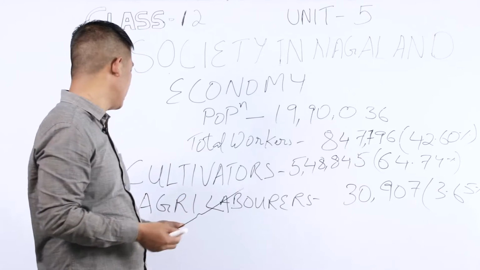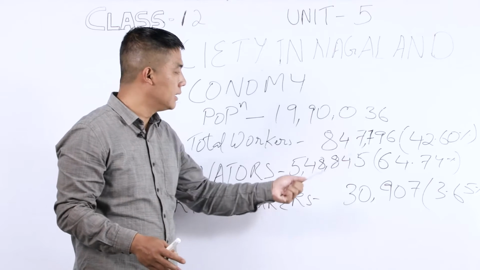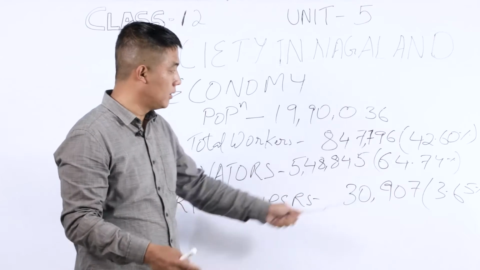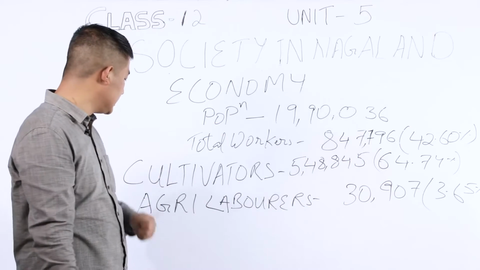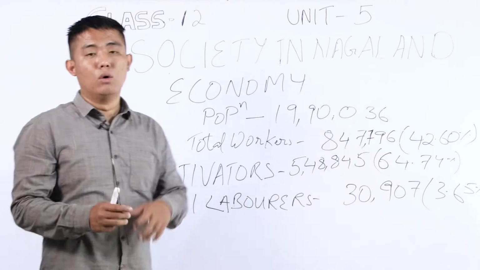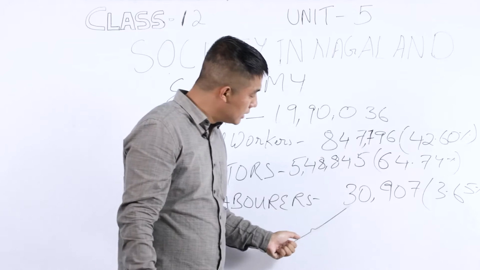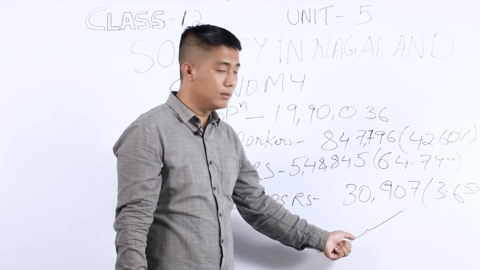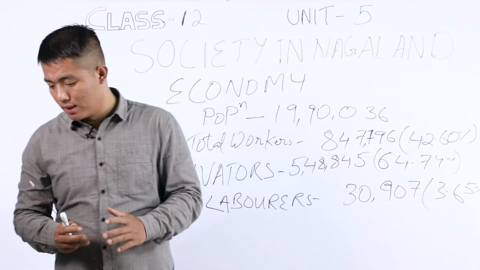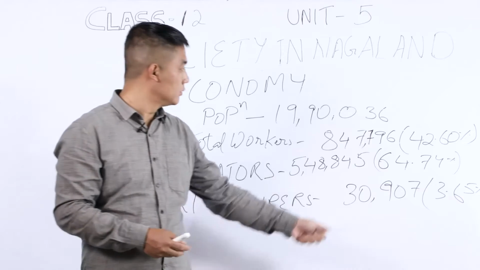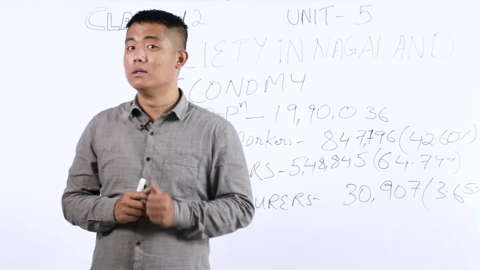So, cultivators were around 5 lakhs 48,847, which is around 64.74%. The next is the agricultural laborers who were working on the land of other people. They were around 30,907, which is just around 3.65 percent. Now, these figures are mentioned on your page number 64.